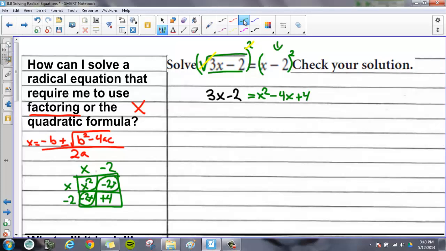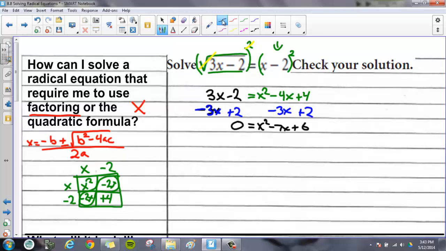Now we got to solve. We have this x squared, and I'm noticing that there's nothing over here to cancel out. So I'm going to try to get everything on one side and then factor. I'm going to subtract 3x, in a different color, blue, and add 2 on both sides. When I do that, on the left side I have 0, and on the right side I have x squared minus 7x plus 6.